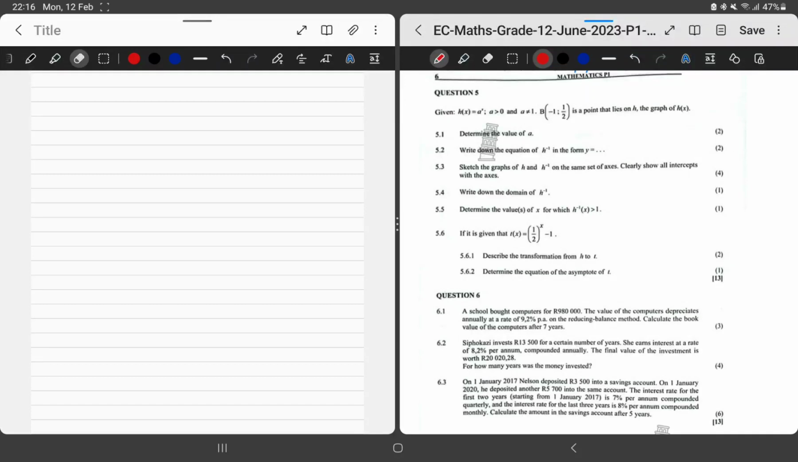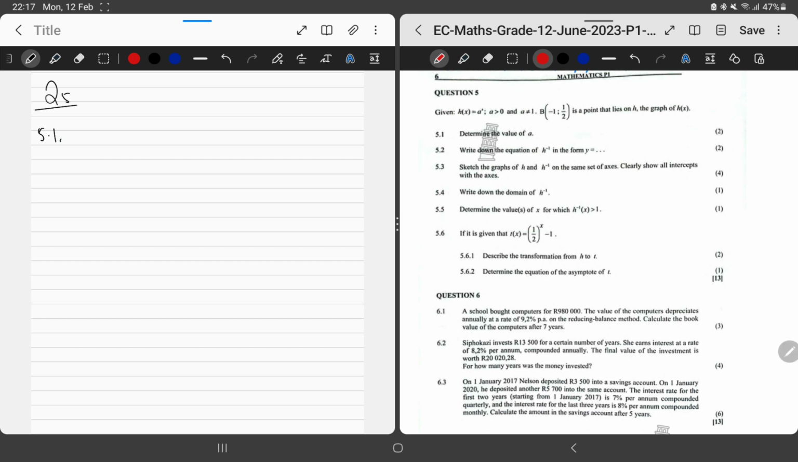From the Eastern Cape, June 2023. Question 5. Given h of x is equal to a to the exponent of x, where a is greater than 0 and a is not equal to 1. The coordinate of b is a point that lies on h, the graph of h at x.